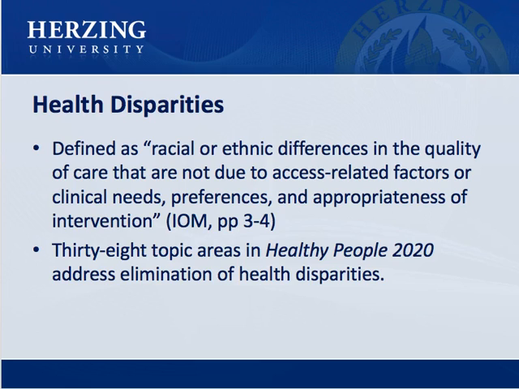Health disparities. Vulnerable populations often experience disparities in access to healthcare, uneven quality of care, and the poorest health outcomes in comparison with other population groups. The Institute of Medicine defines disparities in healthcare as racial and ethnic differences in the quality of care that are not due to access-related factors or clinical needs, preferences, and appropriateness of interventions. Disparities refer to lower quality of care or poorer outcomes and may result from client-level factors, provider-level factors, or health system-level factors. Social and political factors also play a major role in disparities.